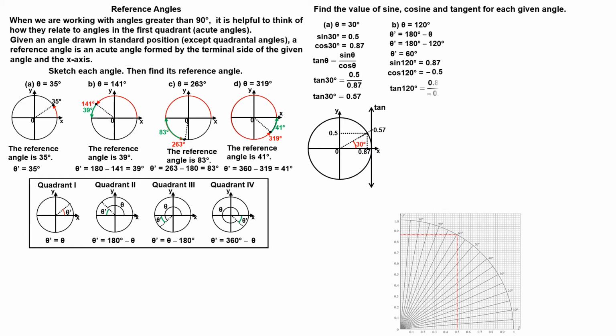To get the tangent, we divide the sine of 120 by the cosine of 120. You should always keep in mind where these values are in the unit circle. Pay attention.